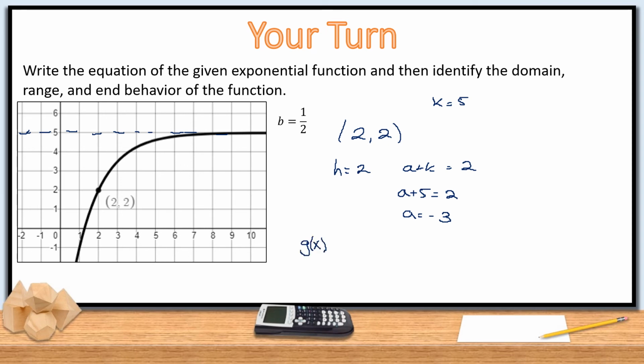So g of x is equal to minus 3 times a half. A lot of times with the fractions, we'll put the parentheses around it just to make sure we know that the exponent is being applied to it and that it's an exponent, not another fraction. So we got x, I said h was 2, so x minus 2, and then k is 5, so plus 5.